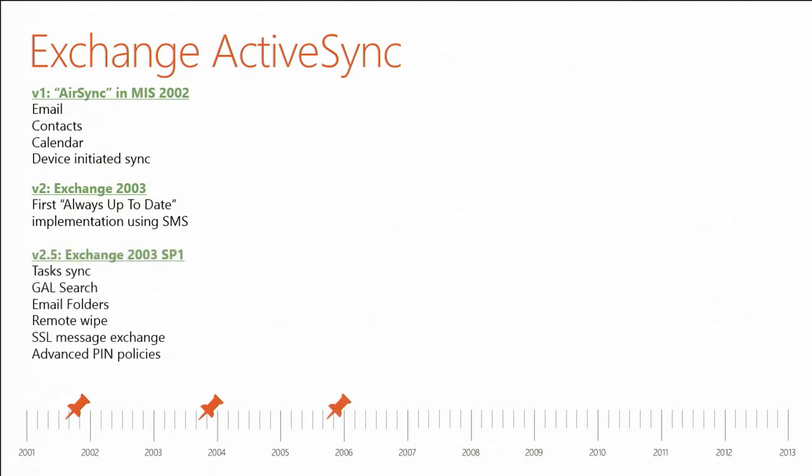With 2.5, which came in Exchange 2003, we added Task Sync, the ability to search the GAL, the ability to sync multiple email folders. Remote Wipe came in, which suddenly made it much more viable as a business device to be able to remove information if the device is lost or stolen. The SSL to protect the communications, and we started down the policy path with advanced PIN policies.